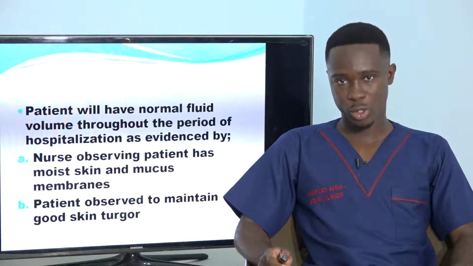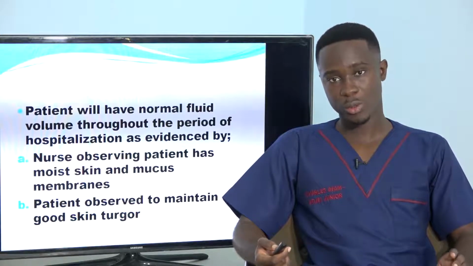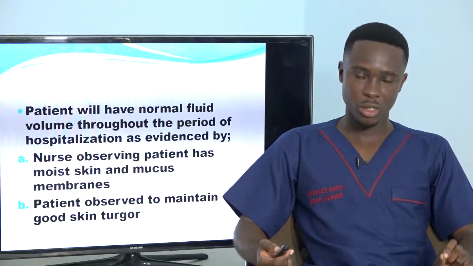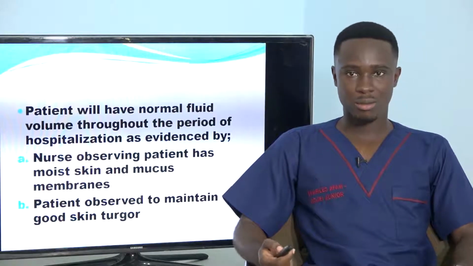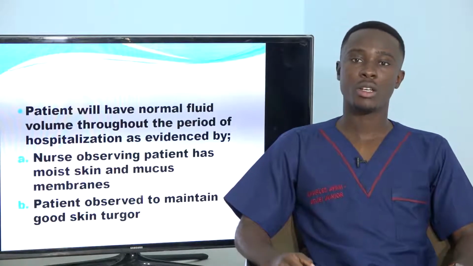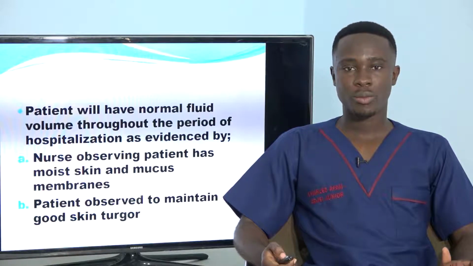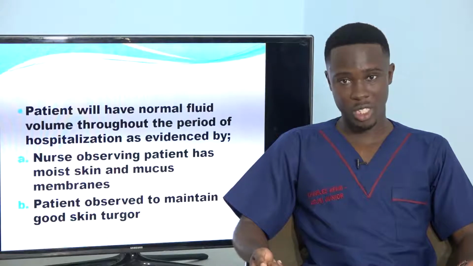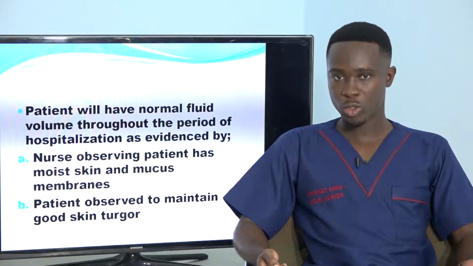It's specific because we are saying that patients will have normal fluid volume level. So it's specific to dehydration. When you're looking at dehydration, you are trying to maintain fluid volume level throughout hospitalization. It's time bound. For the period of hospitalization, patients will have normal fluid volume. Then it's also realistic. You can see it can be achieved, it's attainable as well. Then we move to the measurability.